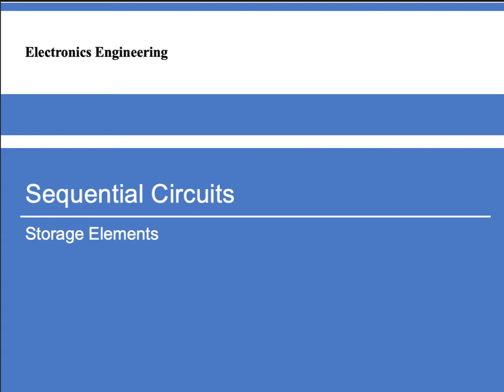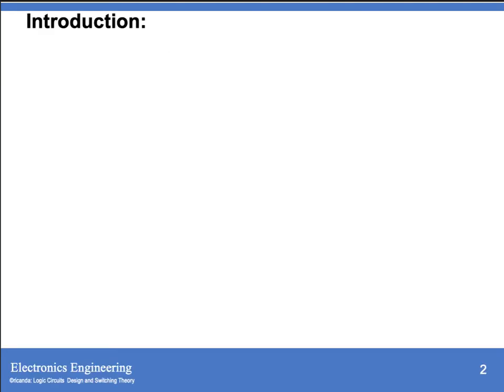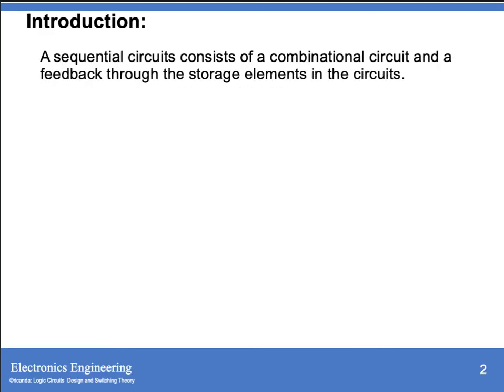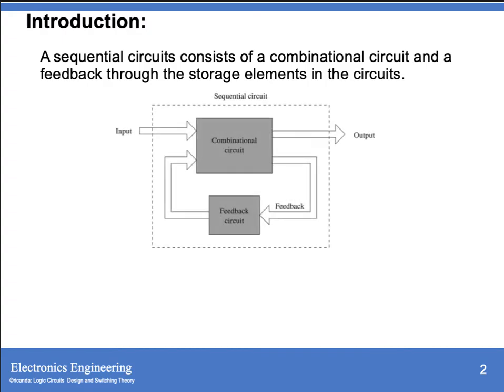So this is our sequential circuits topic. Under the sequential circuits topic, we have the storage element. A sequential circuit consists of a combinational circuit and a feedback circuit. These feedback circuits are also called the storage element.